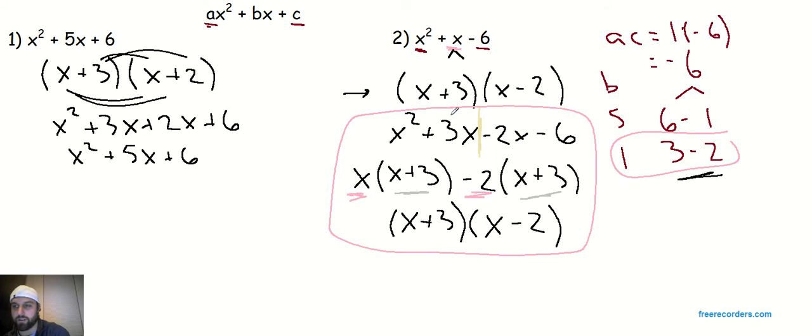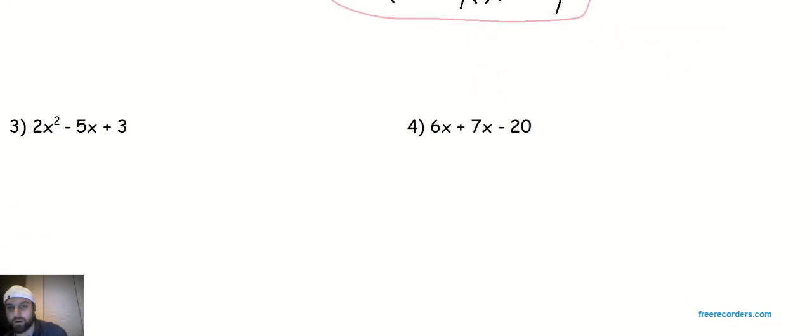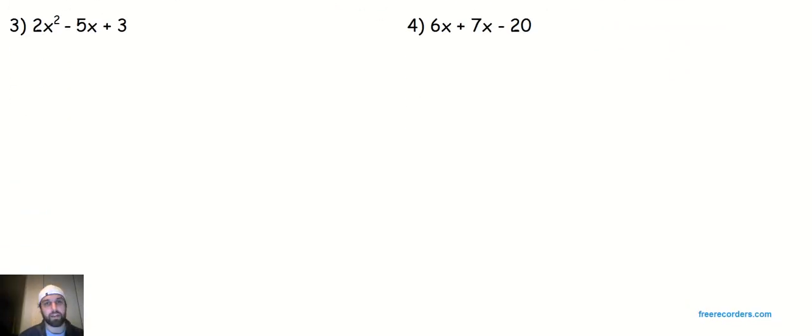This process, even though it takes much longer, is going to work for any type of quadratic. So let's go ahead and use this same approach for something more complicated like number 3 here. So again, here's my A value, here's my C value. I can go ahead and find my AC value as 2 times 3, which gives us a positive 6.